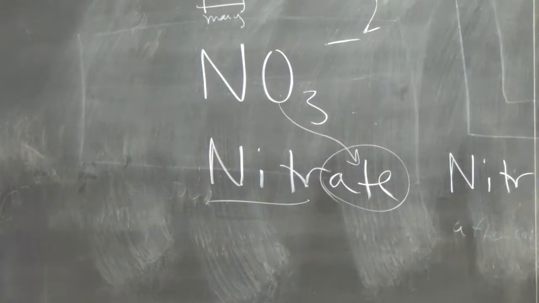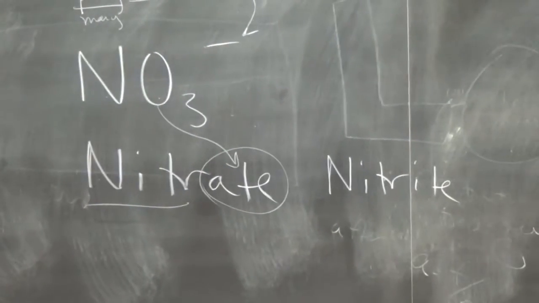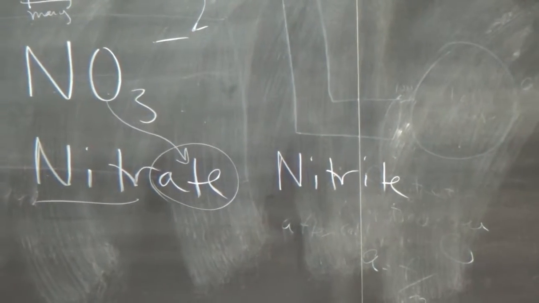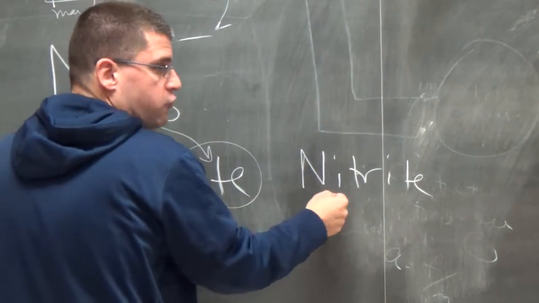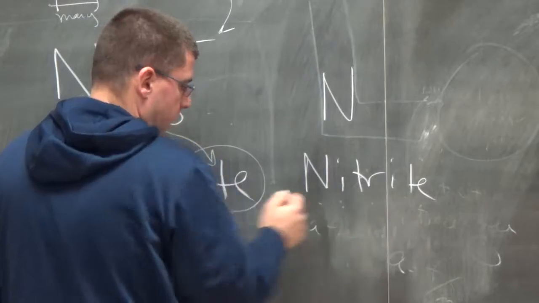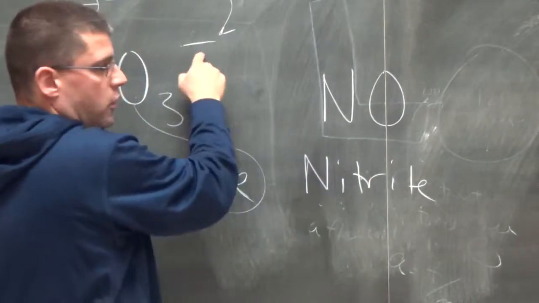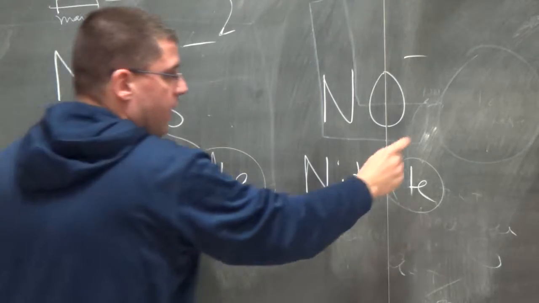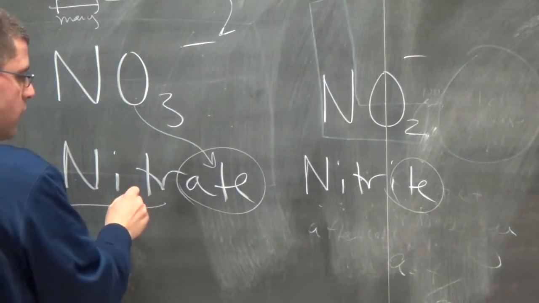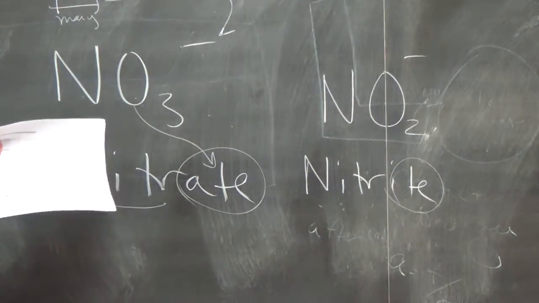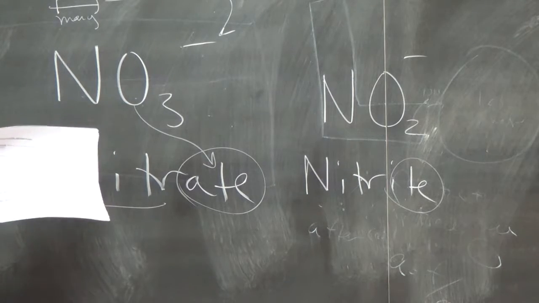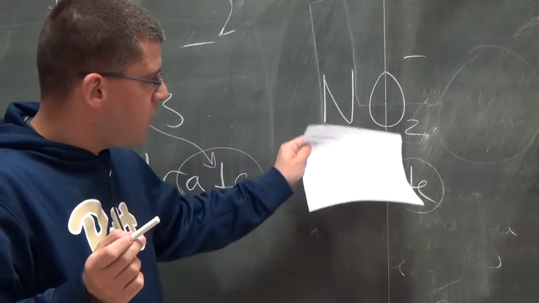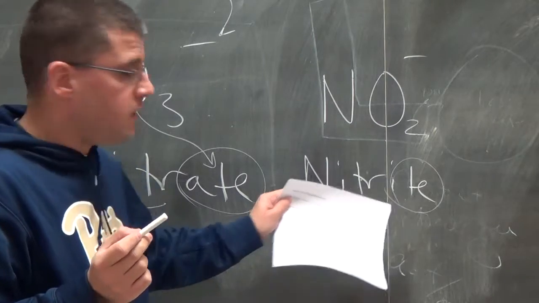What's the difference when you go from an -ate to an -ite? Look here, nitro, N, has to have oxygens. Charge is the same. Take a bite, one less, ite. So nitrate is NO3, and NO2 is nitrite, one less oxygen, ITE. See the difference right there?